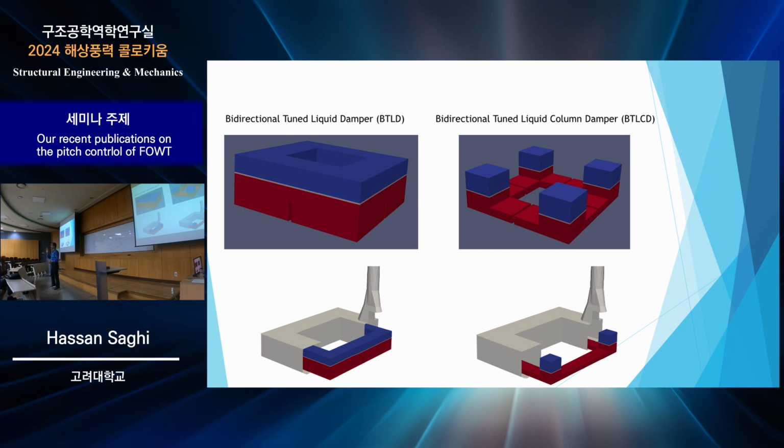Actually, the baffle makes a lag between the flow inside the BTLD and outside, so we can control the pitch motion. And for the BTLCD, in this figure you can see an orifice. By finding the optimum orifice, we can mitigate the pitch motion. So baffle and orifice are very important in this research.